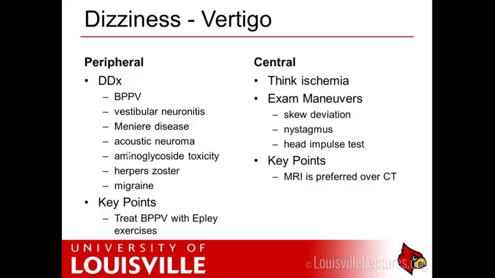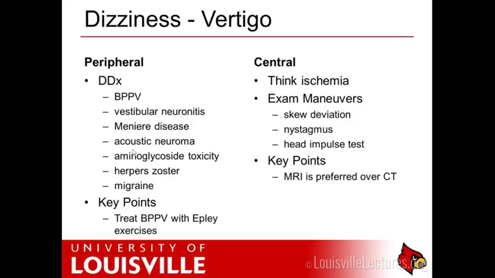For central vertigo, the reason you're trying to figure out if someone has it is that the cause is likely to be ischemia, and there are a couple other exam maneuvers you can do to figure out if they have central vertigo. Does anyone know what skew deviation is? If the patient's looking directly at you, and one eye has a vertical misalignment, or they're tilting their head to try and align both eyes at the same level, that would be skew deviation. And that favors a central etiology.